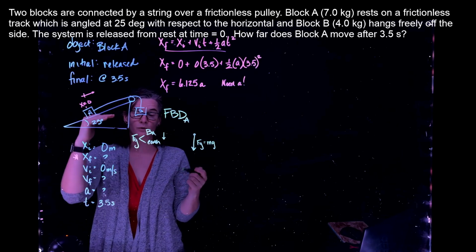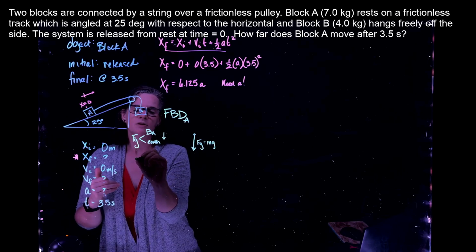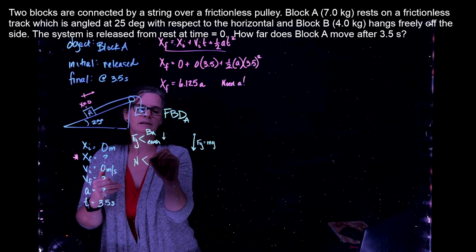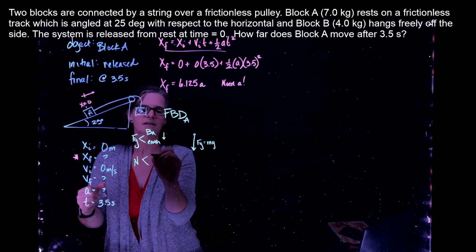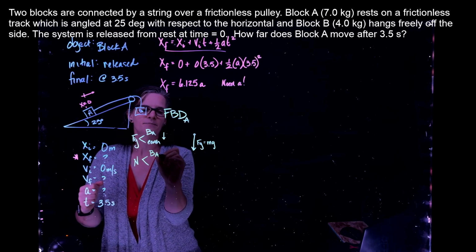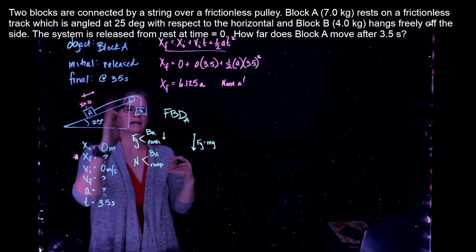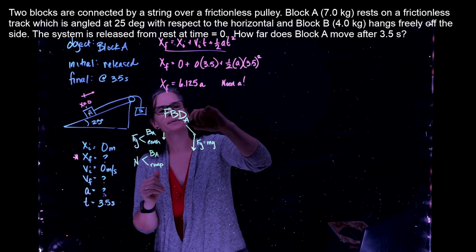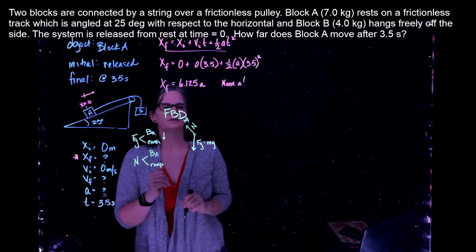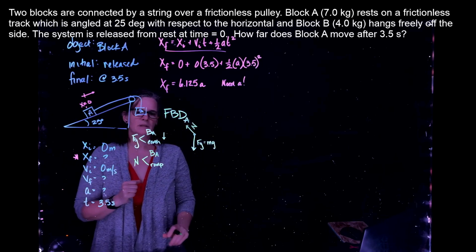Well, it's interacting with the ramp. It's sitting on the ramp. So we're going to call that the normal force because it's because of that contact. That's block A and the ramp. And the normal force acts perpendicular to the point of contact. So it's kind of going to be up and to the right here. There's my normal force N.